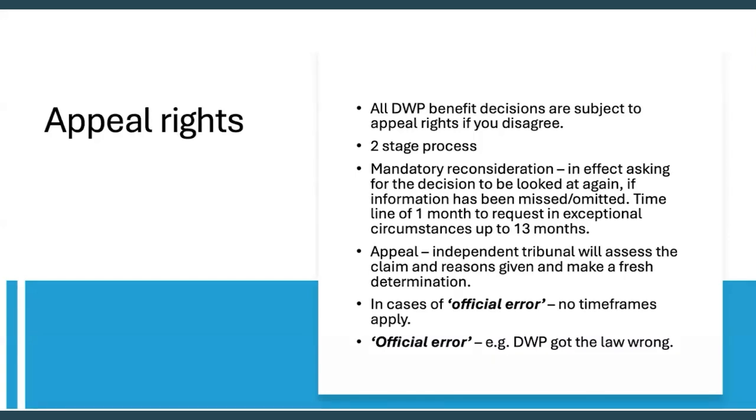There's another workaround: appeal rights are not time limited if there's an official error. There are no time frames to that. For example, if the DWP got the law wrong, an example of that would be if you reported to the DWP that you had 2 children, and they were only giving you the child element for 1 child. That's an error of law, and there's no time frame. So if you were to report that even 5 years down the line, the DWP would need to go back and backdate you for that period.